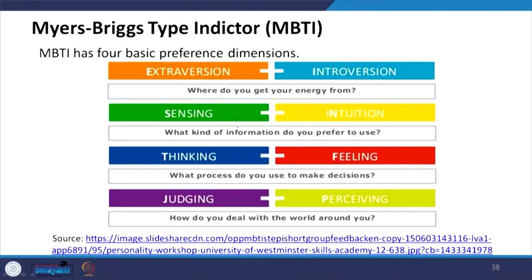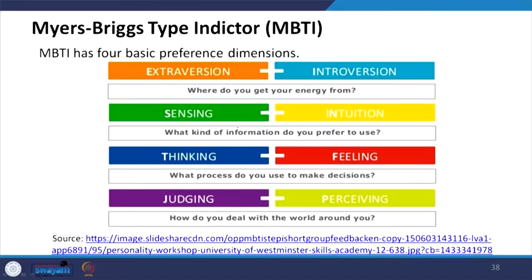MBTI has four basic preference dimensions: extroversion and introversion, sensing and intuition, thinking and feeling, and judging and perceiving. So, where do you get your energy from? That is extroversion and introversion.